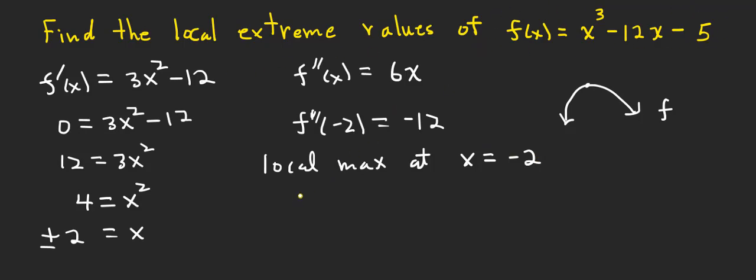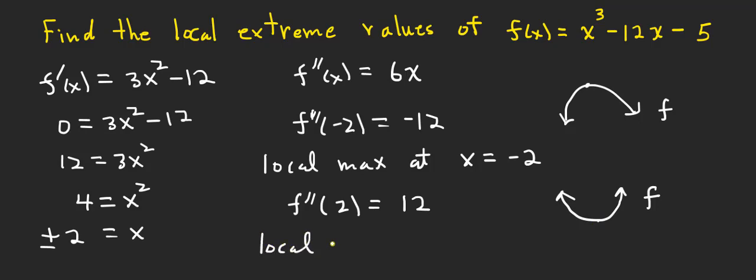Now what happens at 2? Plug it into the second derivative. You're going to get 6 times 2, which is 12. When the second derivative is positive, that means f is concave up. So that means that point right there will be a local minimum. So local min at x equals 2. And if you want to find the y value when x equals 2, you've got to plug it into f of x.